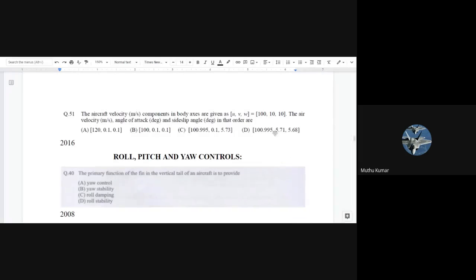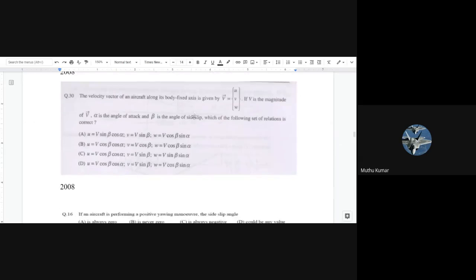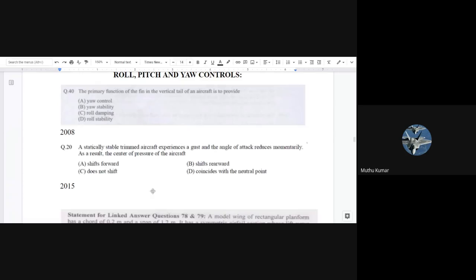Okay, again, look at the repeated question. Same question. UVW is given, angle of attack, side slip. V is given, side slip angle. So it is a kind of repeated question, because that comes first. The first two words in the syllabus.